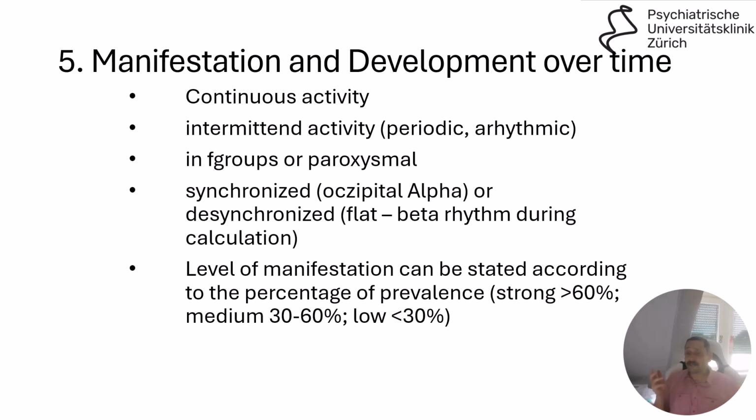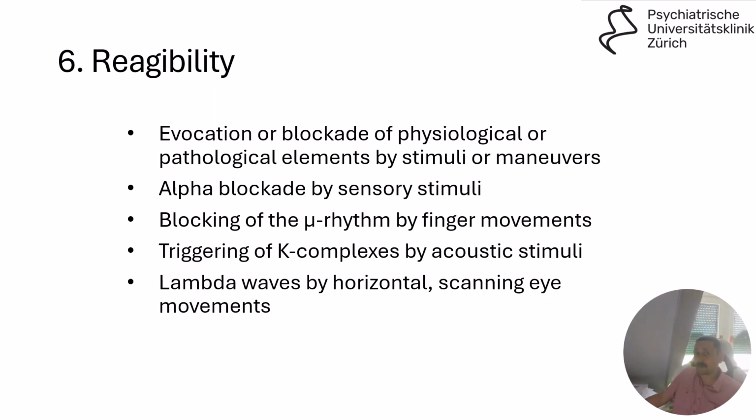You have a medium range from 30 to 60%, or low occurrence of alpha activity when you have less than 30%. And so this is what you also describe, how often a pattern occurs. Is it periodic or arrhythmic, or is it paroxysmal? So is it kicking in suddenly and then there's no rhythm behind it when it comes and goes? So this is what you have to describe. And then in the end, you have to describe the reactivity. That means the evocation of some rhythms due to some physiological maneuvers or blockades.